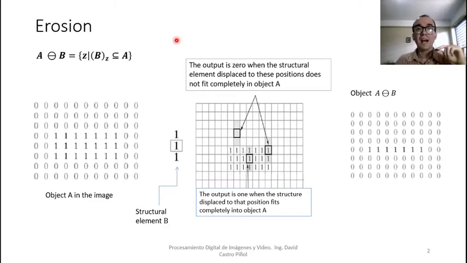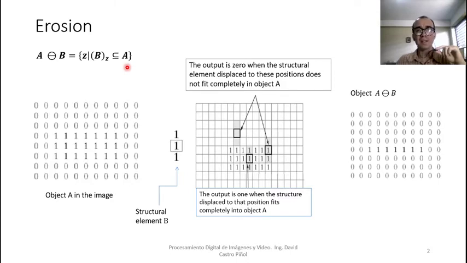So in this slide I'm going to define the erosion concept for you. The erosion operation is between the image A and the structural element B, and this is the equation. This equation indicates that the erosion of A by B is equal to the set of all points C such that B translated by C is contained in A.